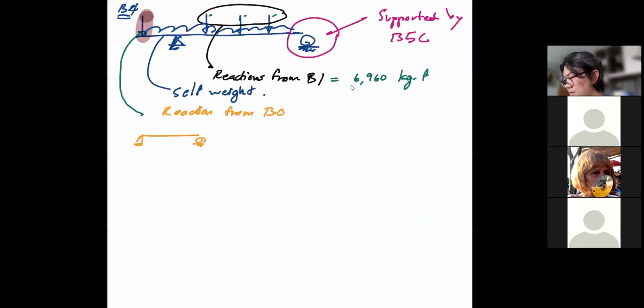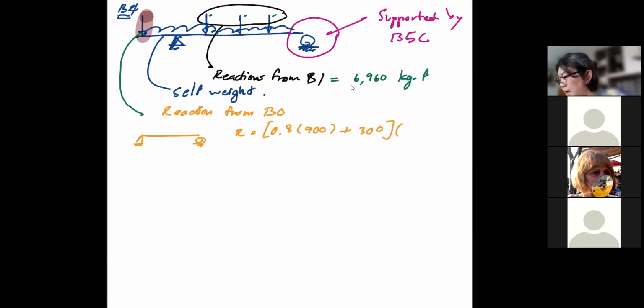Okay, so it's half of that. So that means your B naught is simply the reaction here is going to be equal to half of the, I'm sorry, it's 0.8, not 0.6. 0.8 multiplied by 900, that's a total load, plus the self weight 300, so that becomes a uniform load, right? Multiply by half the length, which is 8/2.